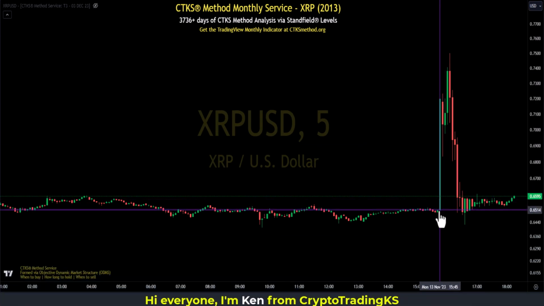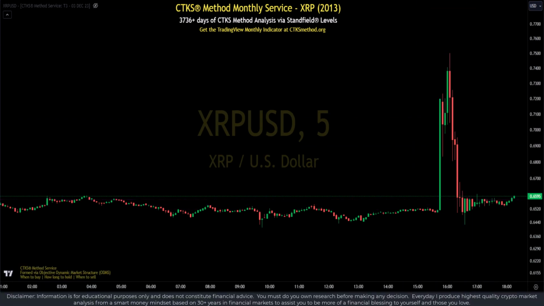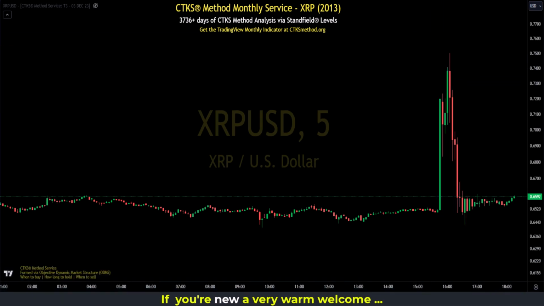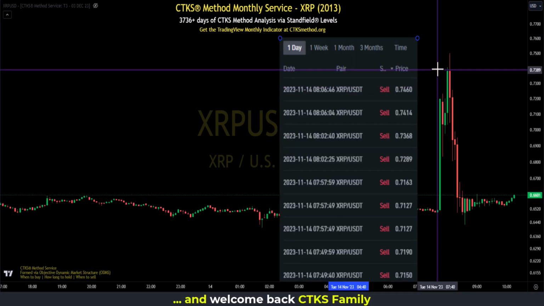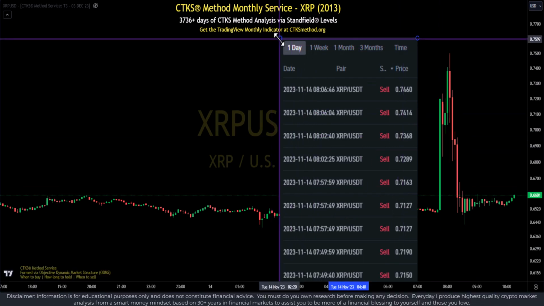Looking at XRP, we had an incredible spike up in price followed by a decay. Normal technical analysis can't explain why this happens, but the CTKS method can. I'll show you how. By understanding structural resistance and structural support, you can do what I can do.